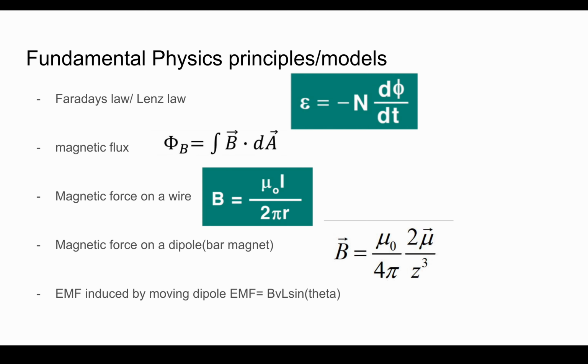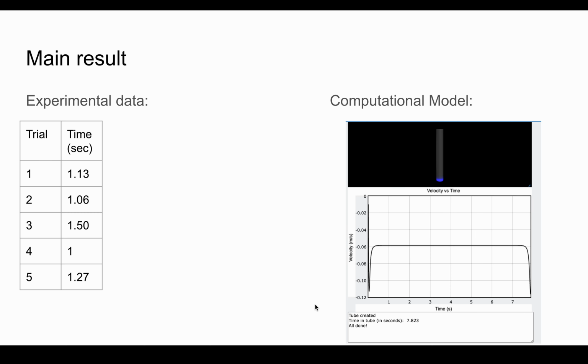And so these are the fundamental physics principles. So we have Faraday's law with Lenz's law, which is the negative sign here, magnetic flux, the magnetic force on a wire, the magnetic force on a dipole. This is like parallel. If it was perpendicular, that wouldn't be there. EMF induced by a moving dipole, EMF equals B field VL sine theta.